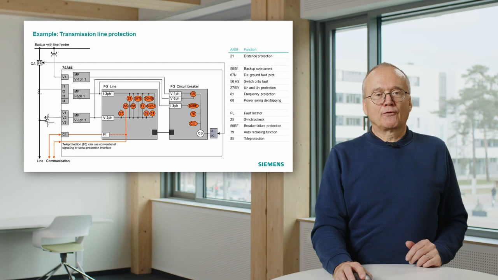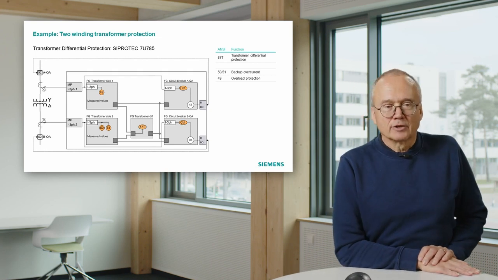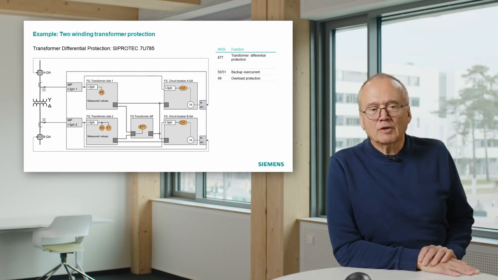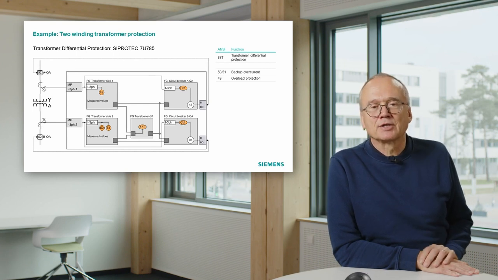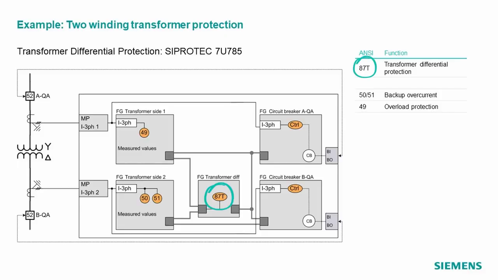So that was an example for transmission line protection, and the last example refers to transformer protection. For bigger transformers, standard main protection is the transformer differential protection. It is called here on the right hand side 87T. 87 is the standard number for differential protection, and the T means we have here a differential protection in use for a transformer.